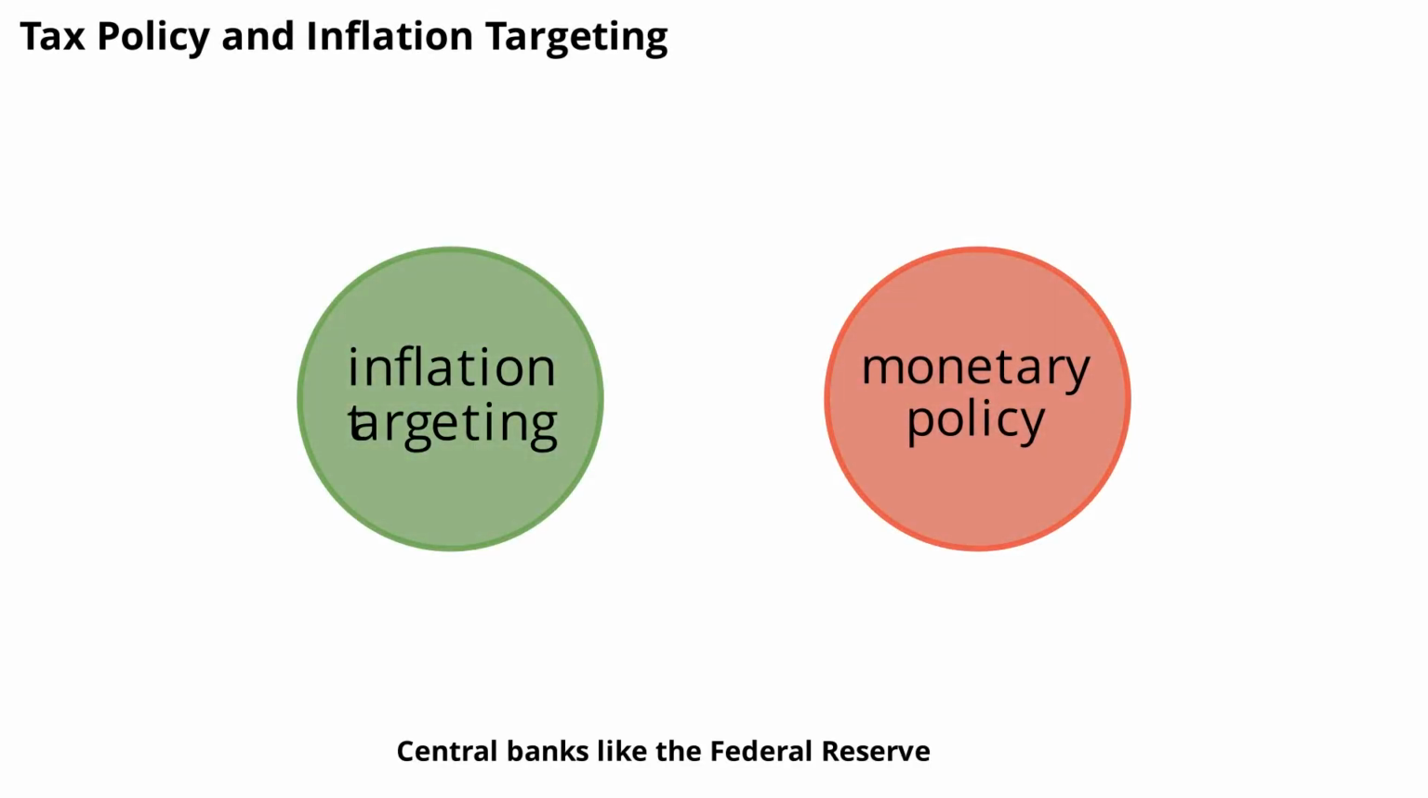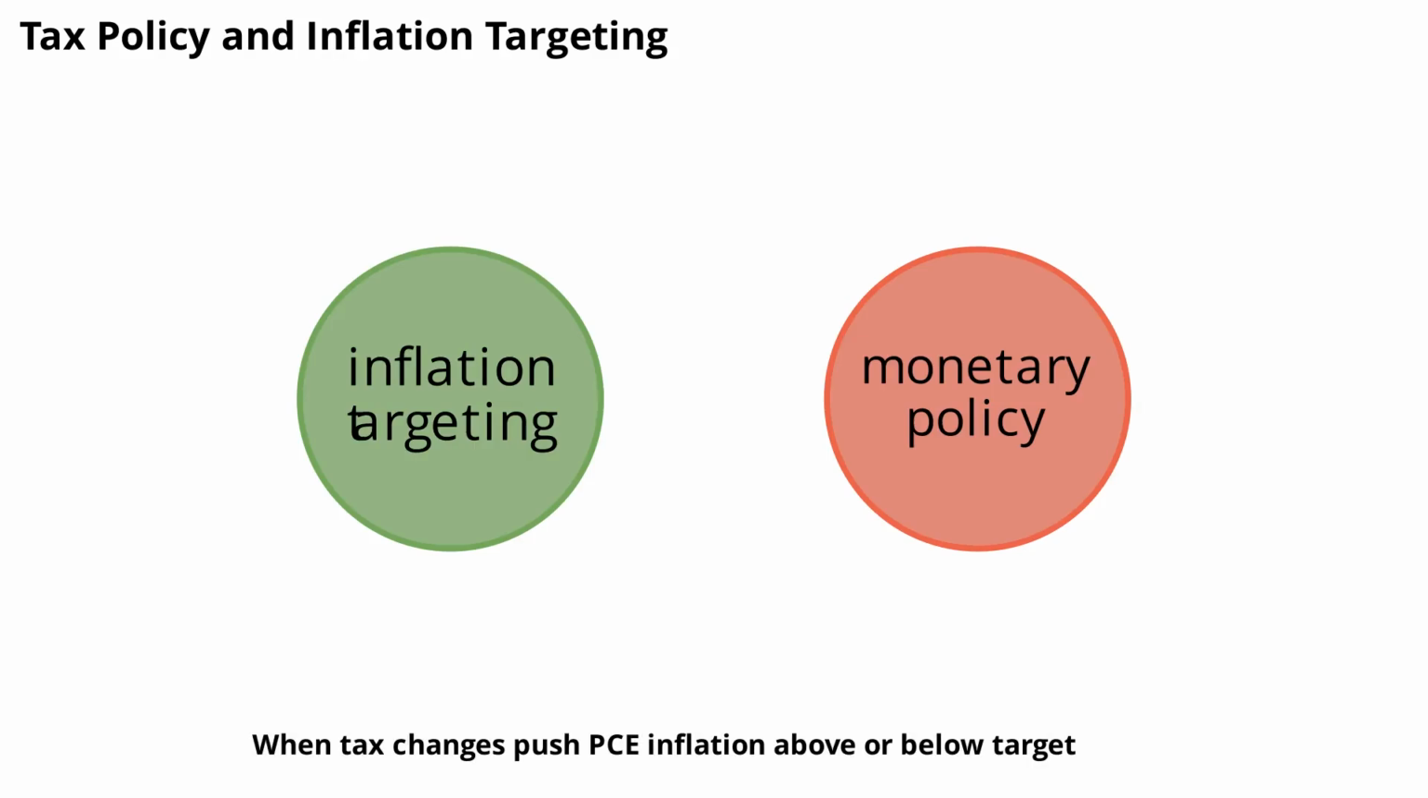Central banks like the Federal Reserve set inflation targets to guide economic policy. When tax changes push PCE inflation above or below target, policymakers may adjust interest rates or take other actions to keep inflation in check. Understanding the link between taxes and PCE inflation is essential for effective monetary policy.